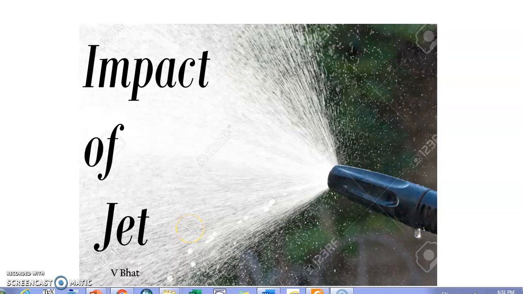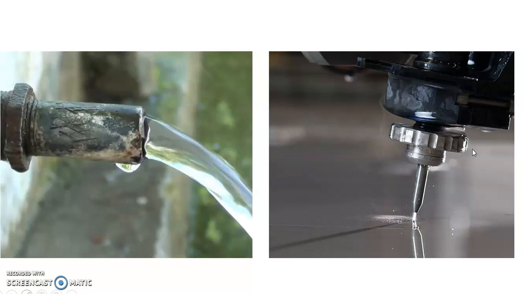Hello everyone. In this segment, we will try to understand the concept of the impulse momentum equation under the impact of jet. You have two pictures here. The first one shows water coming out of a normal pipe, and the second one shows water being used for cutting purposes, metal cutting.